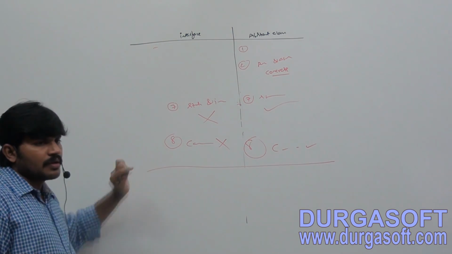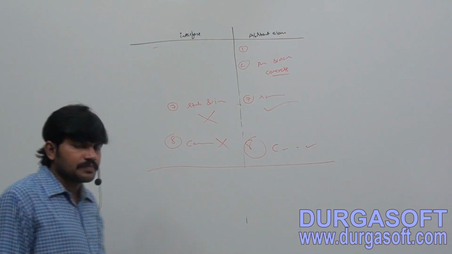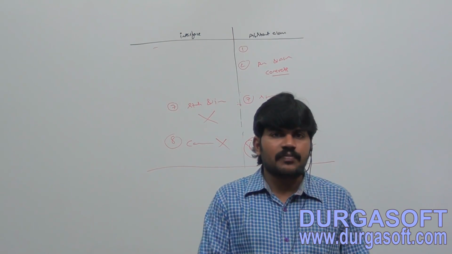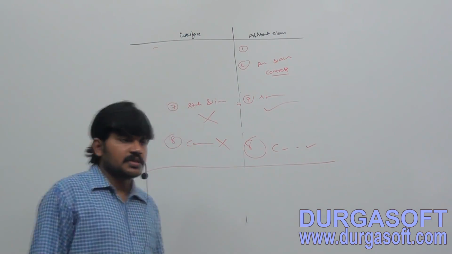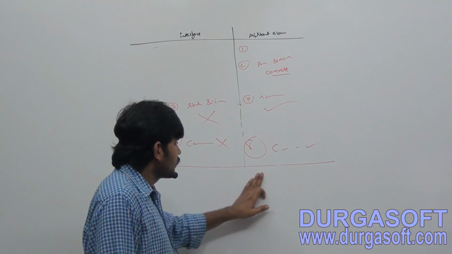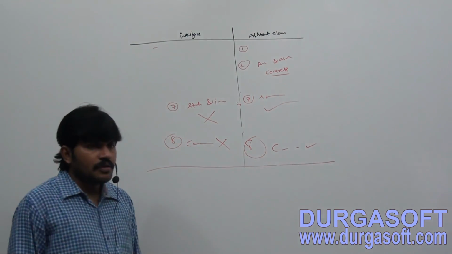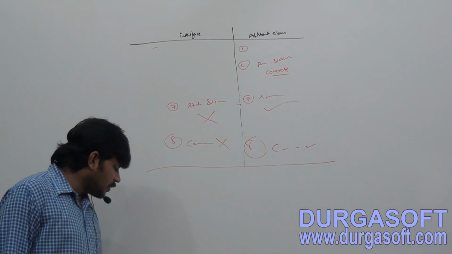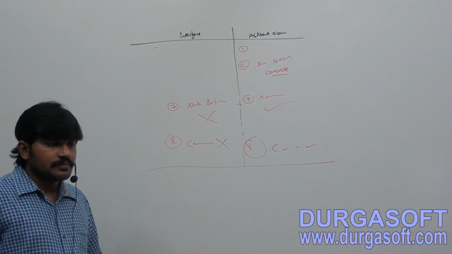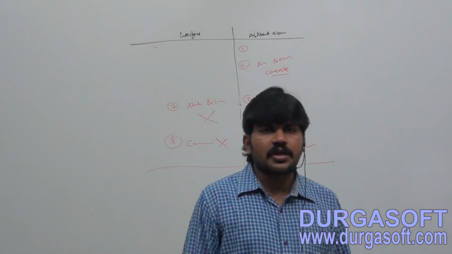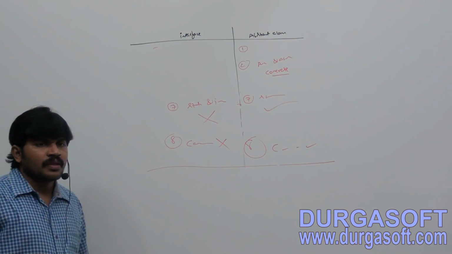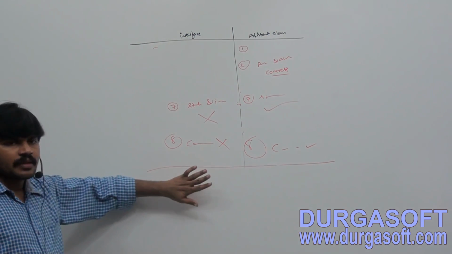Okay, last one. Inside interface, we can't declare constructors. Next, other side. Inside abstract class, we can declare a constructor. That's all. Are you able to understand?